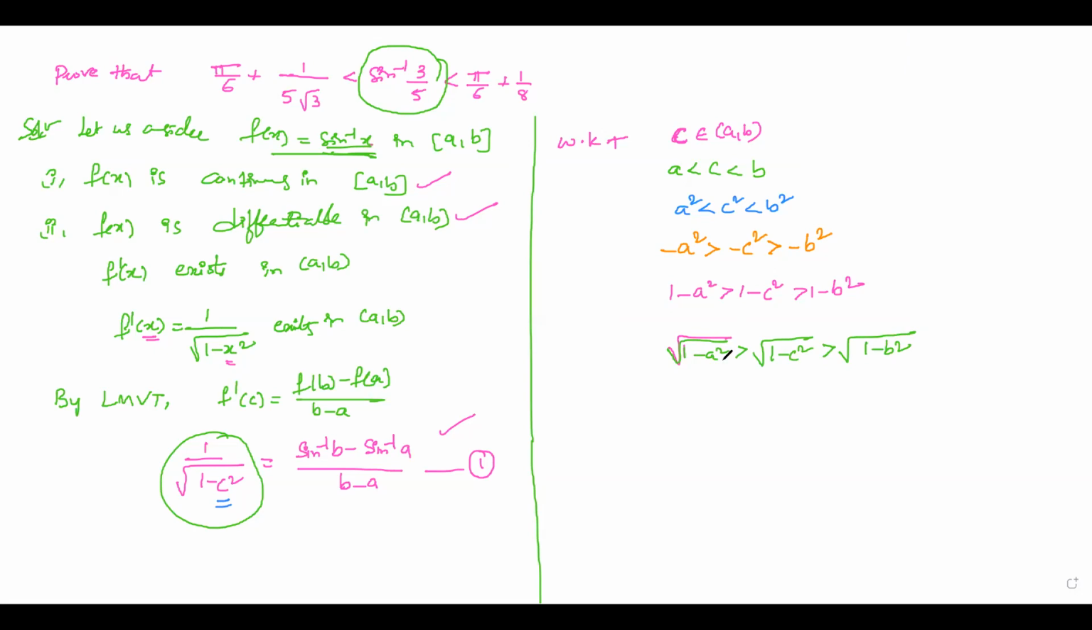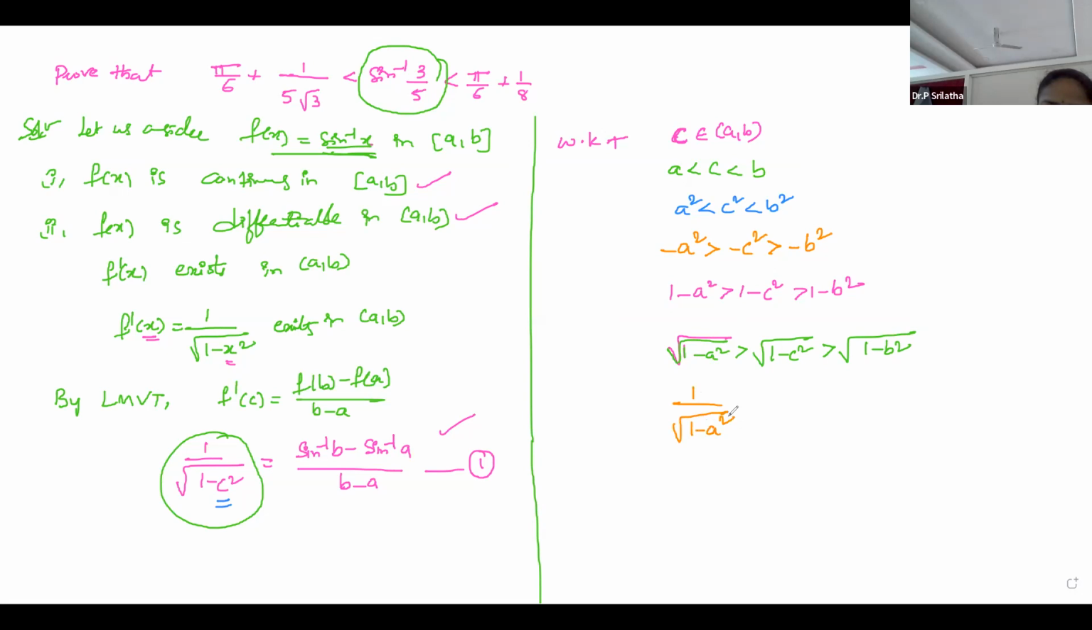Reciprocal. So 1 by under root of 1 minus a square is less than, the symbol has changed again. So 1 by under root of 1 minus c square is less than 1 by under root of 1 minus b square. Okay, so now how does it look? Which will be in the form of like this, right?